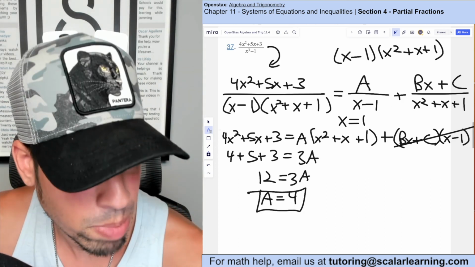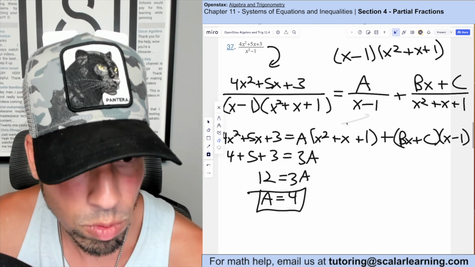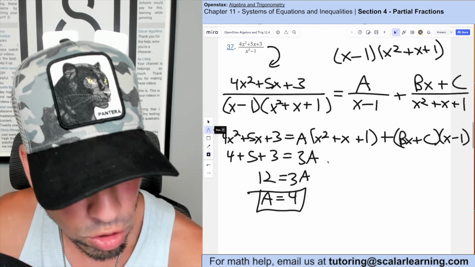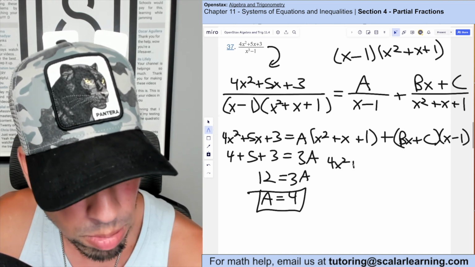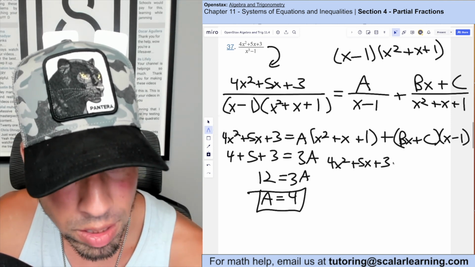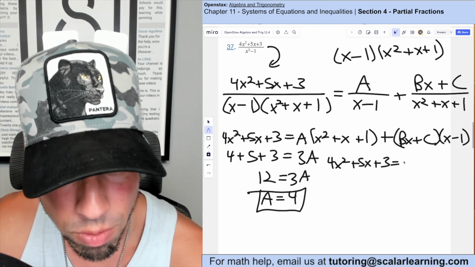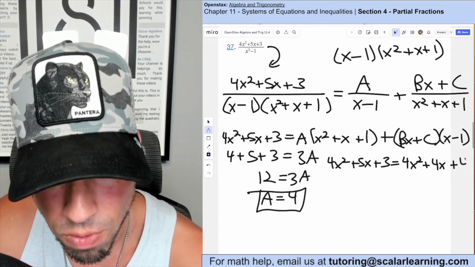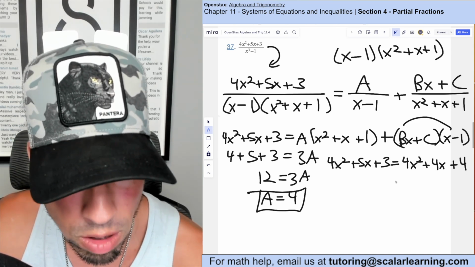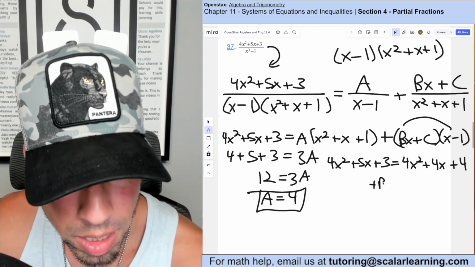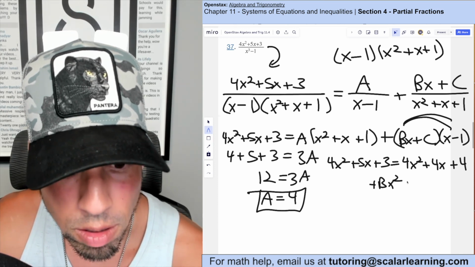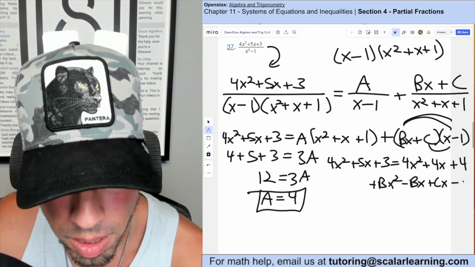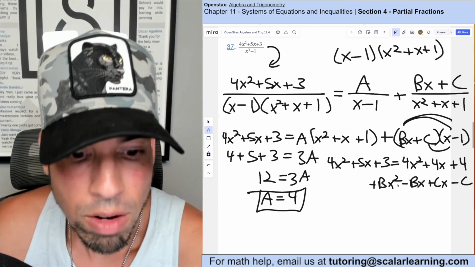Now we want to figure out what b and c are, so let's go back to this and let's remove that x. Now since I know that a is 4, I can plug it in here, and then let's rewrite this equation. So we got 4x squared plus 5x plus 3 is equal to 4, so I'm going to distribute that, 4x squared plus 4x plus 4, and then now we're going to FOIL this out. Plus bx squared minus bx plus cx, and then minus c.